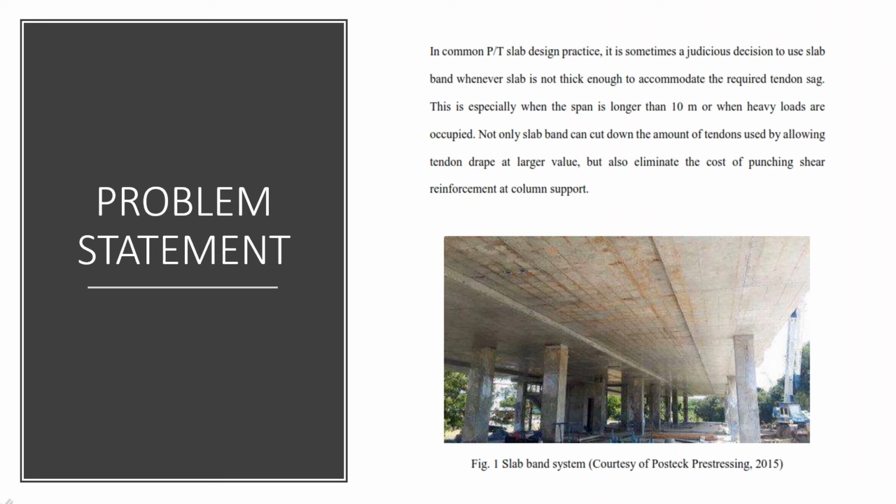In common post-tension slab design practice, it is sometimes a judicious decision to use slab band whenever slab is not thick enough to accommodate the required tendon sag. This is especially when the span is longer than 10 meter or when heavy loads are occupied. Not only slab band can cut down the amount of tendons used by allowing tendon drape at larger value, but it also eliminates the cost of punching shear reinforcement at column support.